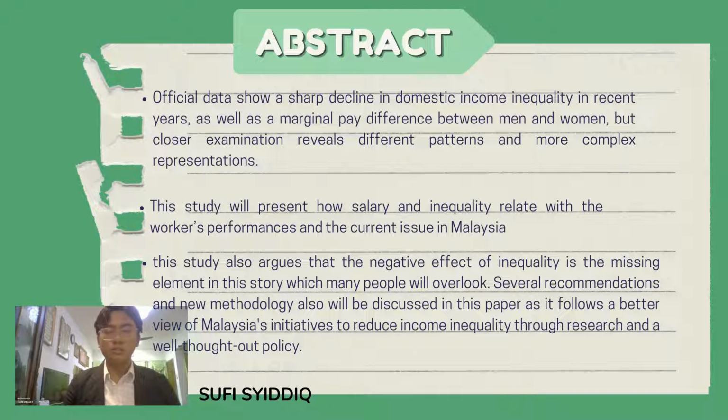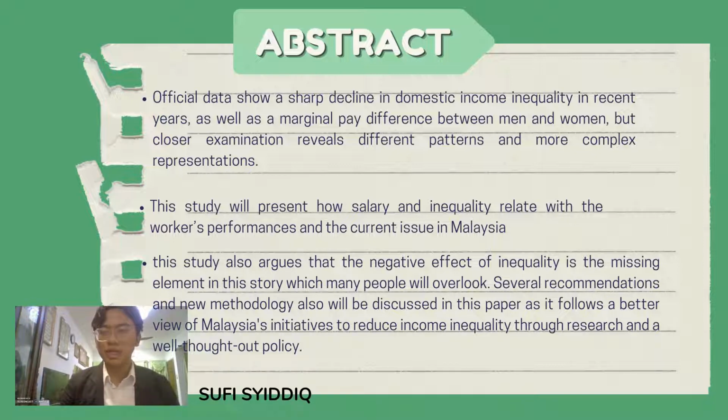So today I would like to explain about the abstract regarding our case study, which is the inequality rate among workers in Malaysia. To start with, the official data shows a very sharp decline in domestic pay in recent years, as well as a marginal pay difference between men and women. But a closer examination reveals a different pattern and more complex representation regarding this research.